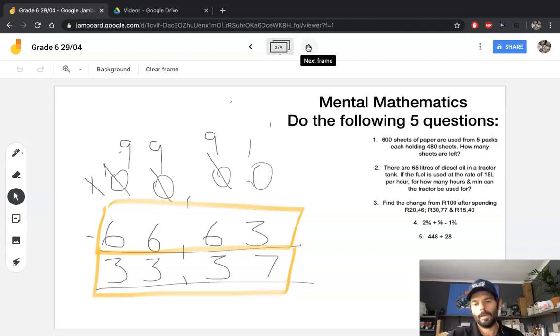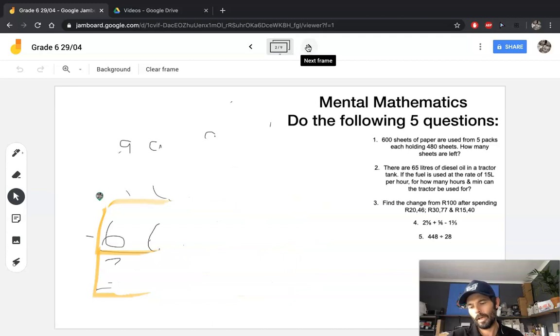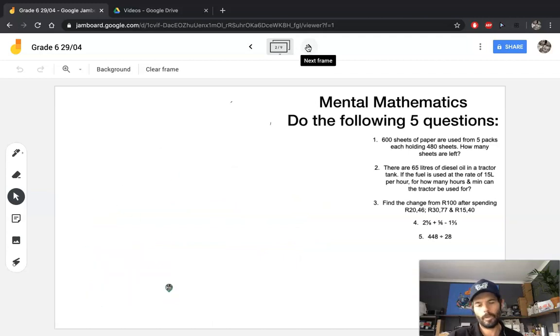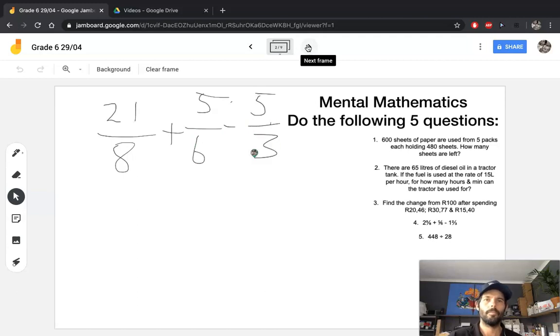Question 4 is addition and subtraction of fractions. I'm going to write them as improper first, so I'm going to convert them to 21 over 8 plus 5 over 6 minus 5 over 3. I need to find the lowest common multiple of 8, 6, and 3, and that's 24. 8 goes into 24 3 times. 21 times 3 is 63.